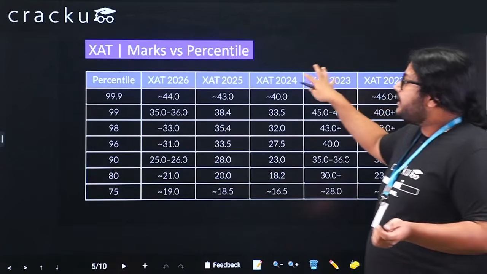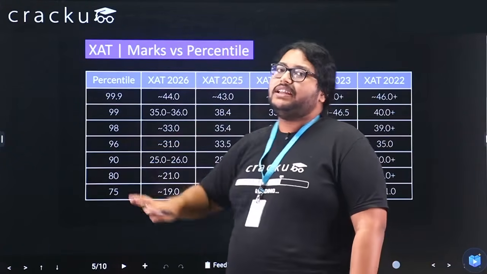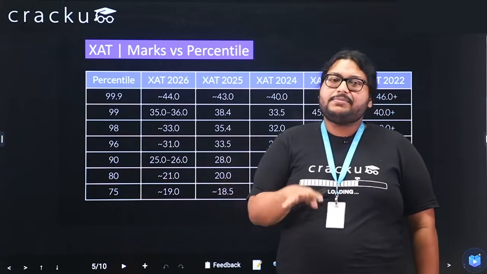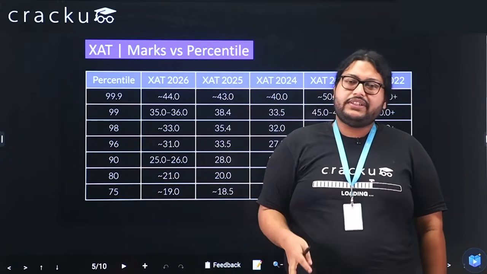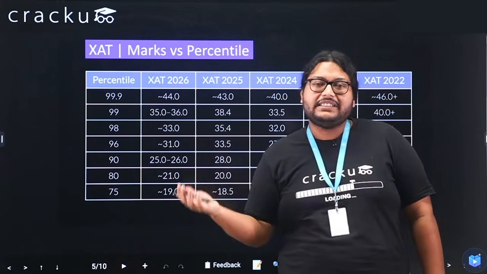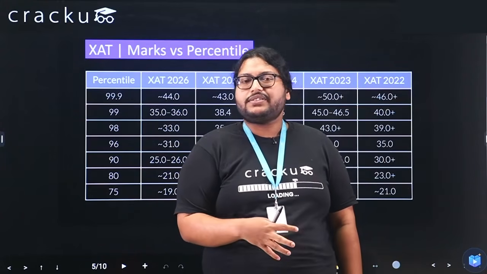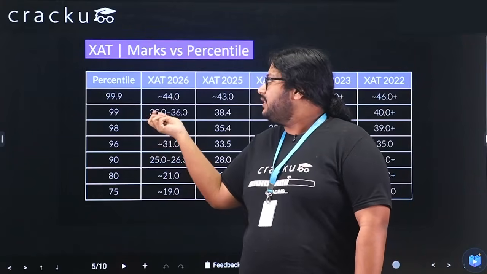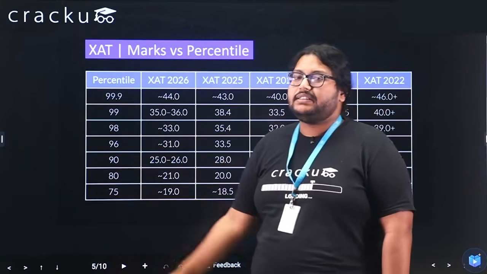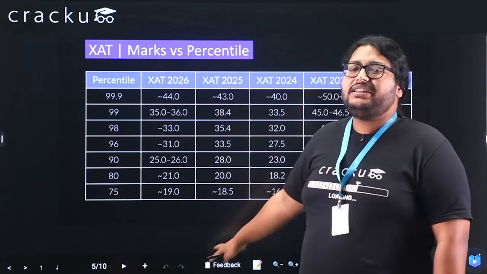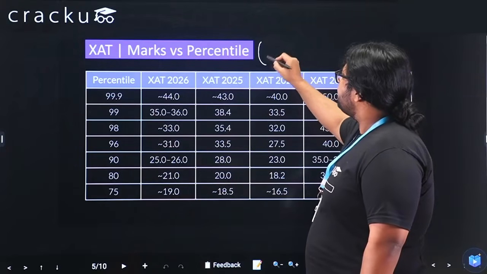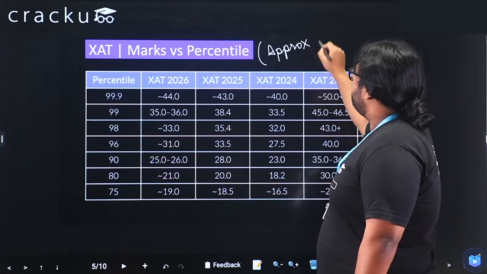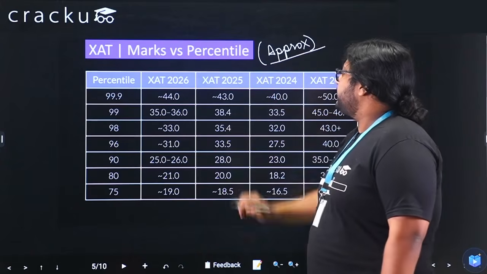If we look into the marks versus percentile, this has been collated from a lot of different sources, because they don't really release anything official of that sort. So we collated various sources from all over the internet and made this table, but it gives a rough approximation. This is at best a good approximation of the marks versus percentile.